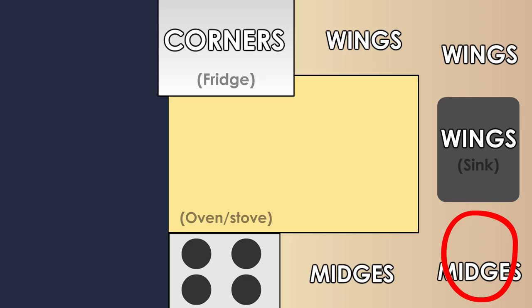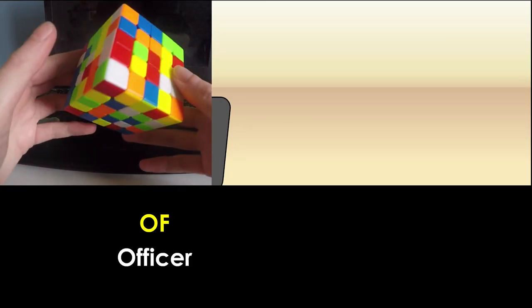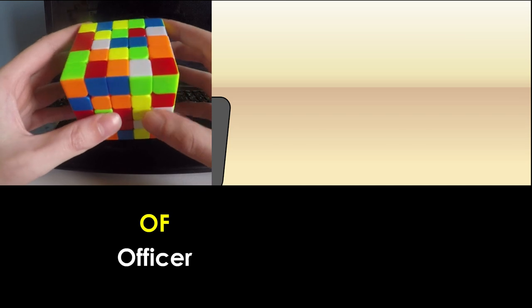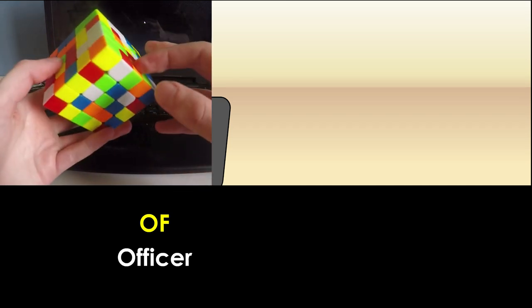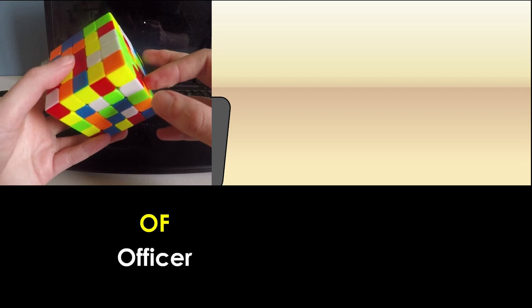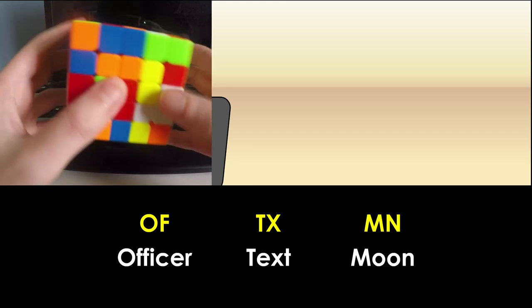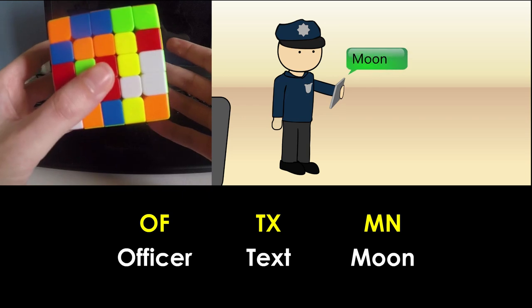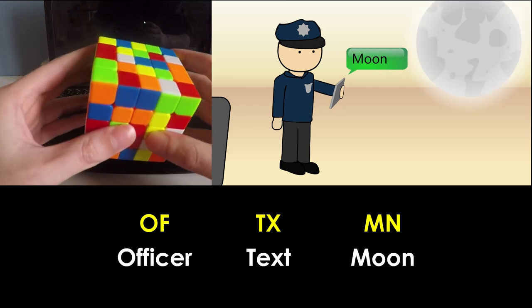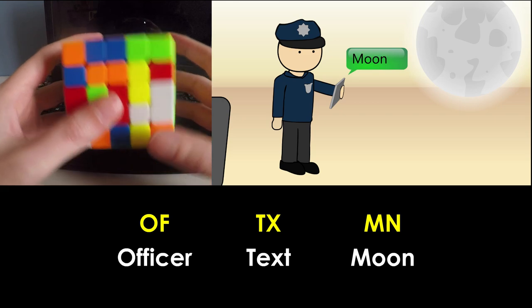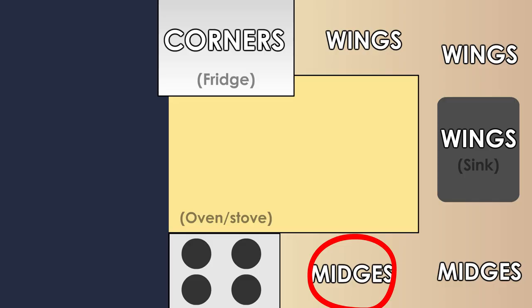Moving on to images, and we're still in the first room, and the first pair is OF, which is officer. So I imagine just a police officer. And then we have TX, and I like to do actions after people if I can, so text, it's pretty simple. Then MN, which is moon. So I have an officer texting a moon. And I split my images up into two parts, so the first part's three pairs, and then the second part's just whatever's left.